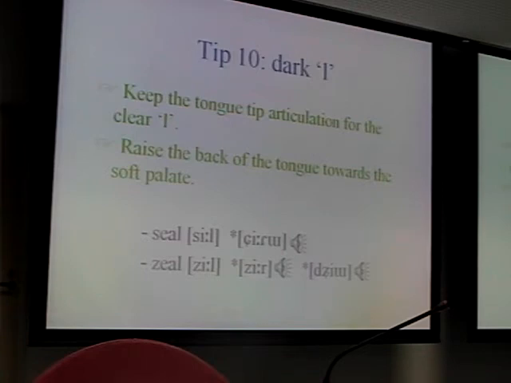When you pronounce the dark L, keep the tongue tip articulation for the clear L, and raise the back of the tongue towards the soft palate. So the dark L is used at the end of the word or before a consonant. So in the case of seal, the L sound is pronounced as a dark L. When you pronounce this word, keep the tongue tip articulation and then raise the back of the tongue towards the soft palate.